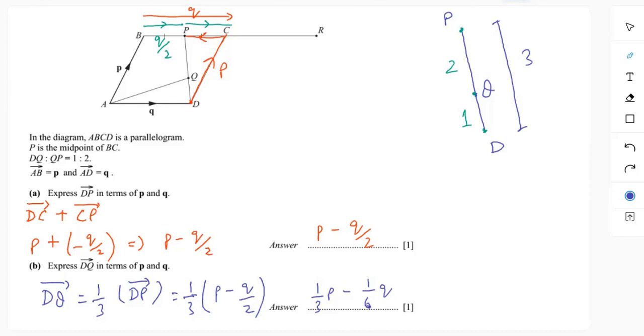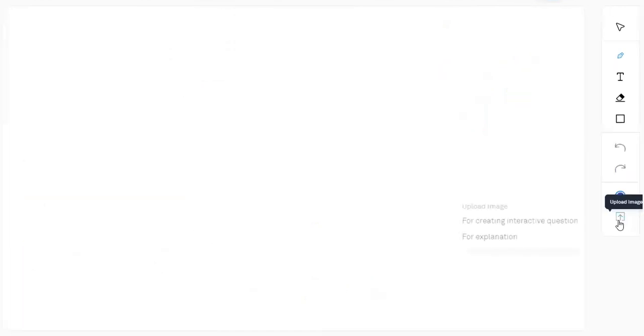Is this clear to everyone? Any questions on this? Any problems with this? Okay, now let's do the next part. So उसके बाद वो क्या कहता है in part C?